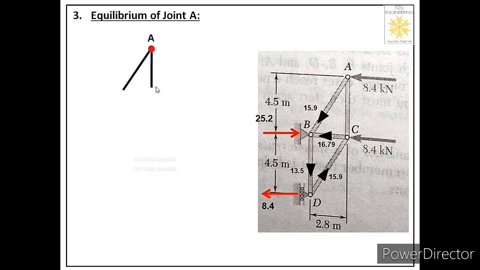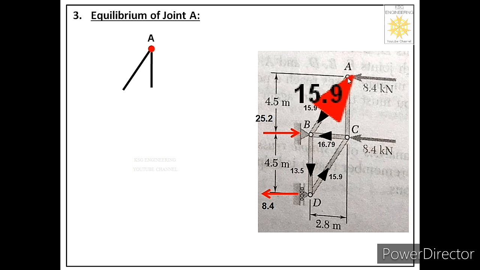Now after that we have to label the direction of forces in these two members. So we will start with the known member first. Out of these two members, FBA is the known member because for this member we have calculated its value as 15.9, and this force is acting towards B. So that means it will pull joint A in this direction.